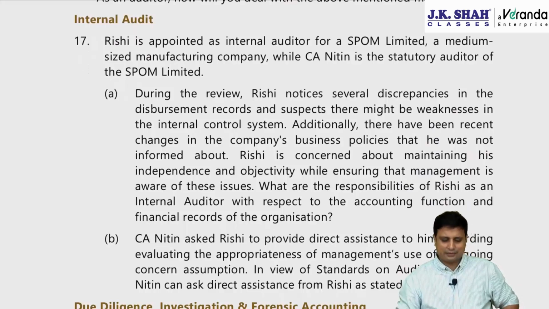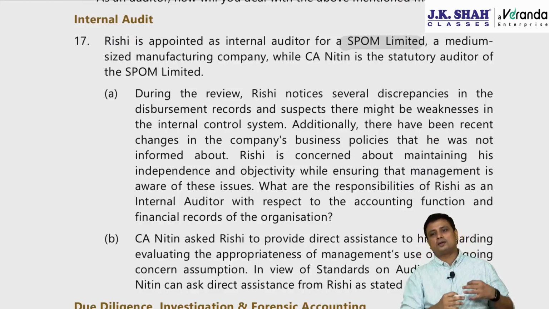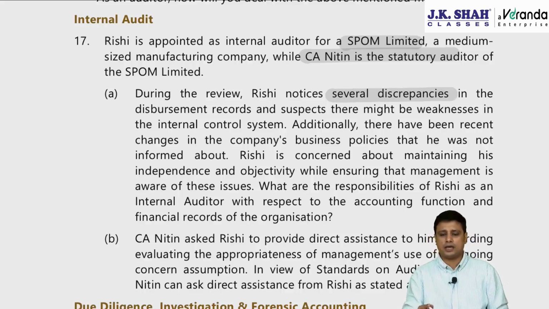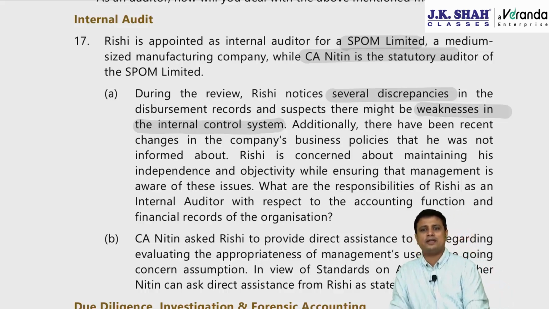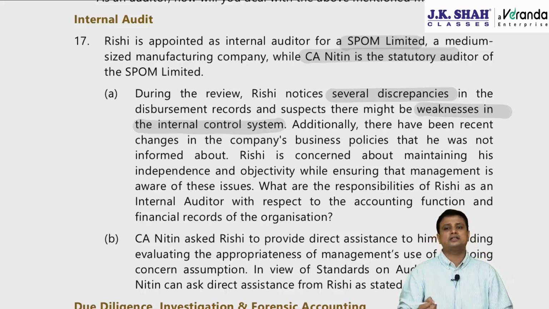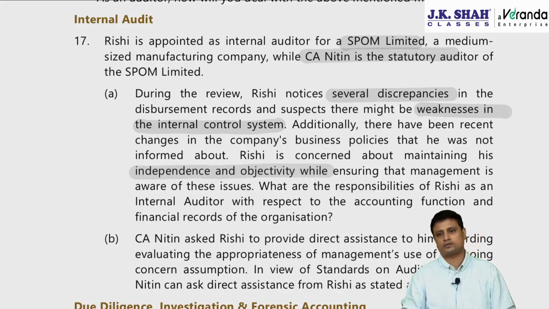Next, question number 17. Rishi is appointed as internal auditor of SPOM Limited, a medium-sized manufacturing company, while CA Nitin is the statutory auditor of SPOM Limited. During the review, Rishi notices several discrepancies in the disbursement records and suspects there might be weakness in the internal control system. Additionally, there have been recent changes in the business policies he was not informed about. Rishi is concerned about maintaining independence and objectivity while ensuring the management is aware of these issues.